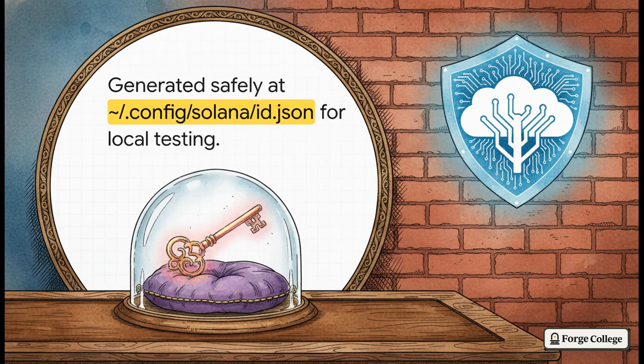This gives you an identity to deploy local programs, but listen closely, this is for your sandbox only. We keep this file strictly local so your private material stays far, far away from your public version control. Seriously, keep those out of GitHub.